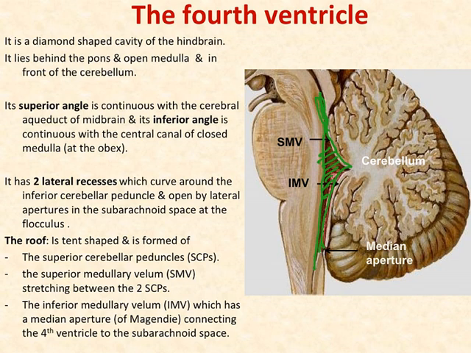And the inferior angle is continuous with the central canal of the closed medulla and then the spinal cord. The two lateral recesses are these structures here, which are called the superior and inferior cerebellar peduncles. The cerebellar peduncles are massive tracts that connect the back of the midbrain, pons, and medulla, respectively, with the cerebellum posteriorly. So the tract that connects the medulla oblongata with the cerebellum is called the inferior cerebellar peduncle. And the tract connecting the pons with the cerebellum is called the middle cerebellar peduncle. And finally, the midbrain is connected to the cerebellum through the superior cerebellar peduncles.